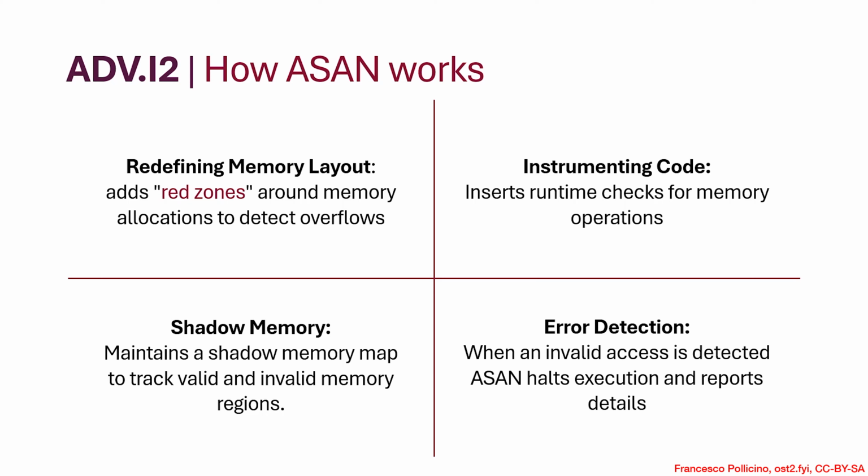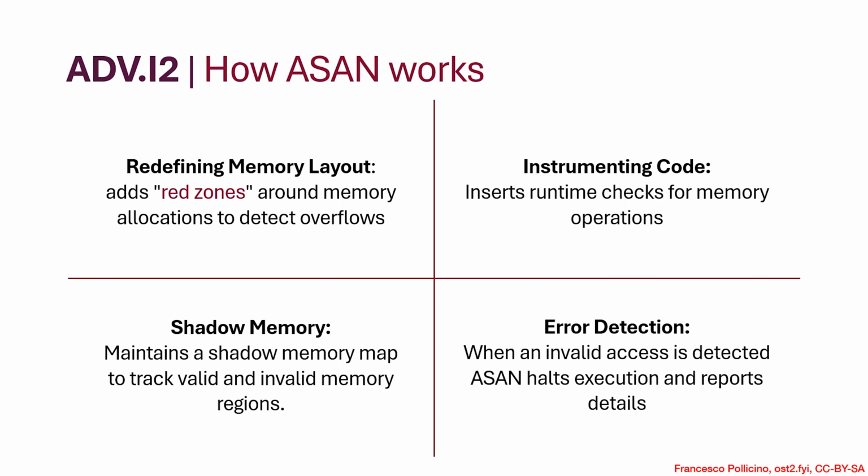The way ASAN works is both powerful and straightforward. Essentially, it redefines how memory is laid out during execution. Imagine it like this. When your program allocates memory, ASAN adds small buffer zones called red zones around the actual memory block. These red zones serve as guardrails, so if a program tries to read or write outside the allocated memory, ASAN immediately notices the violation. But it's not just about padding memory. ASAN also instruments the code, meaning it adds checks before and after every memory operation to make sure you are not stepping out of bounds.